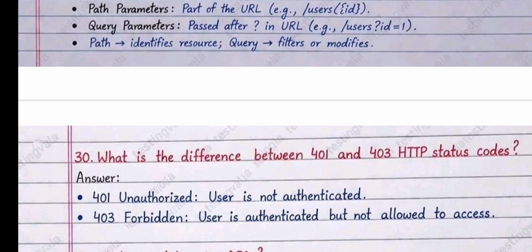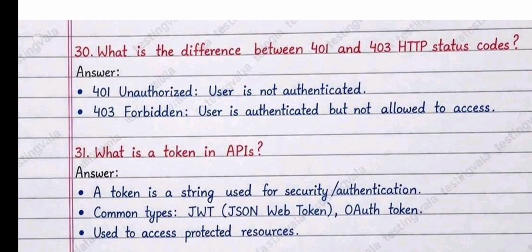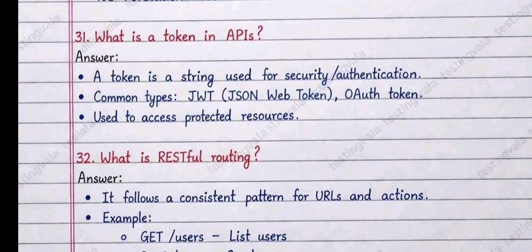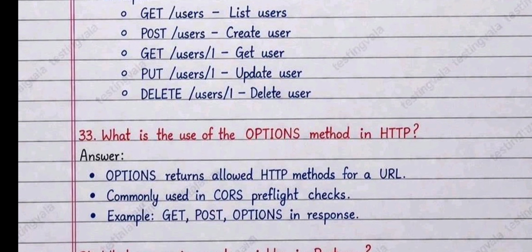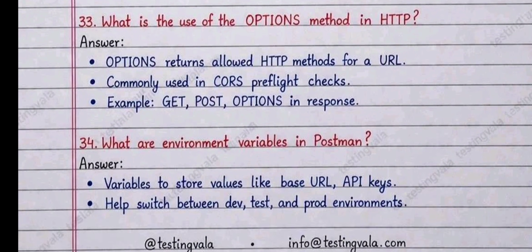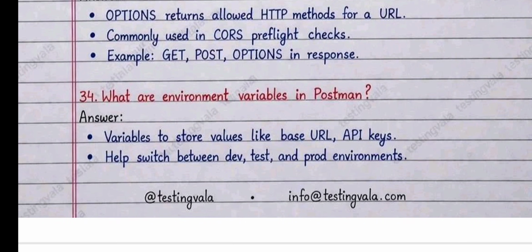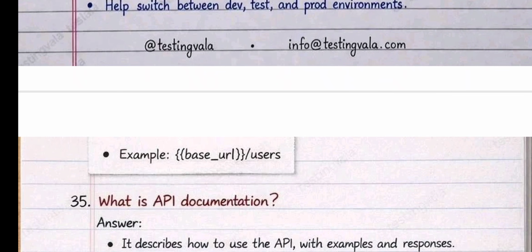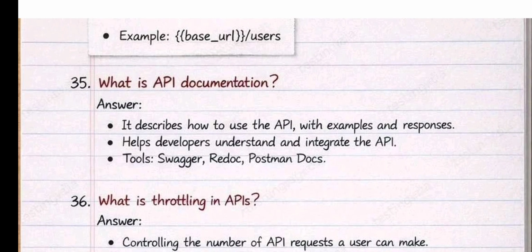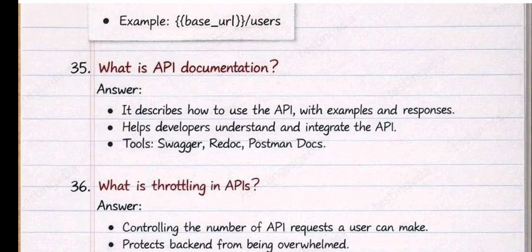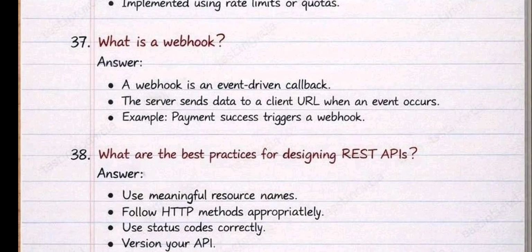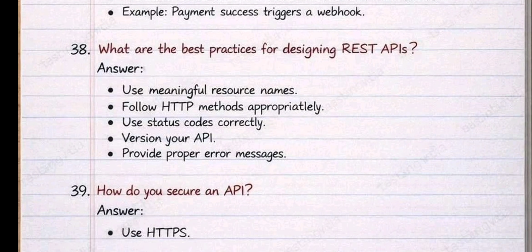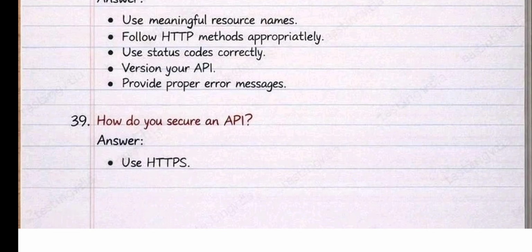What are query parameters and path parameters? What is the difference between 401 and 403 HTTP status codes? What is a token in APIs? What is RESTful routing? What is the use of the OPTIONS method in HTTP? What are environment variables in Postman? What is API documentation? What is throttling in APIs? What is a webhook? What are the best practices for designing REST APIs?